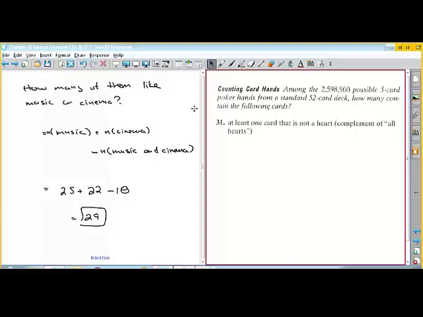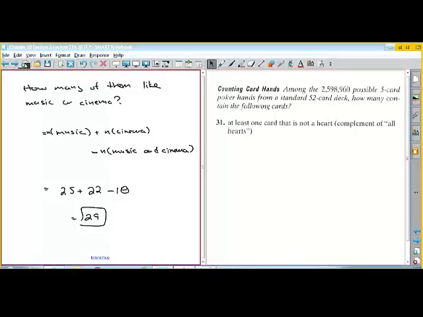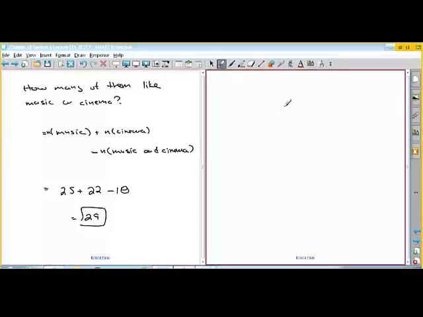So we did something like this in class, but it's slightly different. So let me just add this. What it's asking is how many ways can a group of 15 people be divided into 5 groups of 3 people. So 15 people, 5 groups of 3 people.